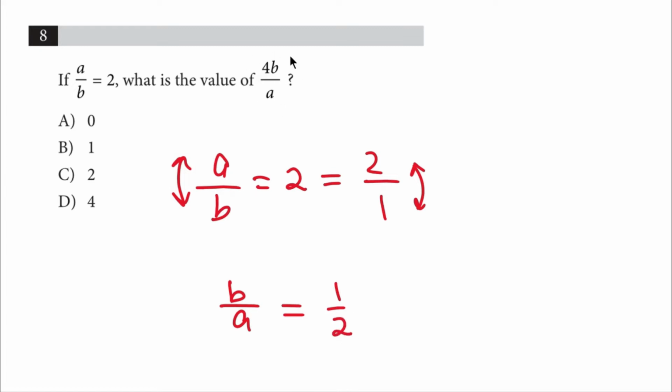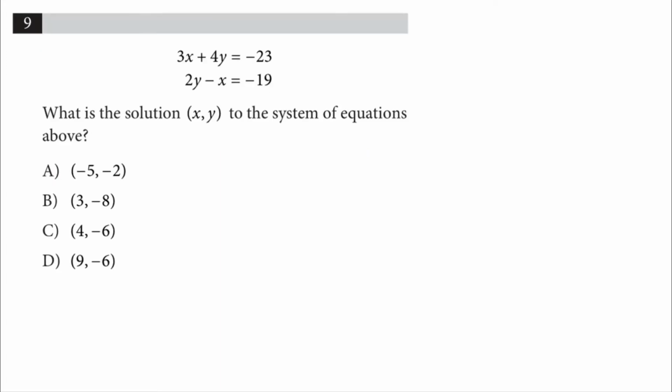Now, just like here, let's multiply everything by 4. So if I multiply the left hand side by 4, I will have to multiply the right hand side by 4 as well. So 4b over a is equal to 4 times 1 over 2, which is actually equal to 2. Therefore, 4b over a is 2. There is also another way to solve it, but this one is the shortest version. Now let's move on to the next question.